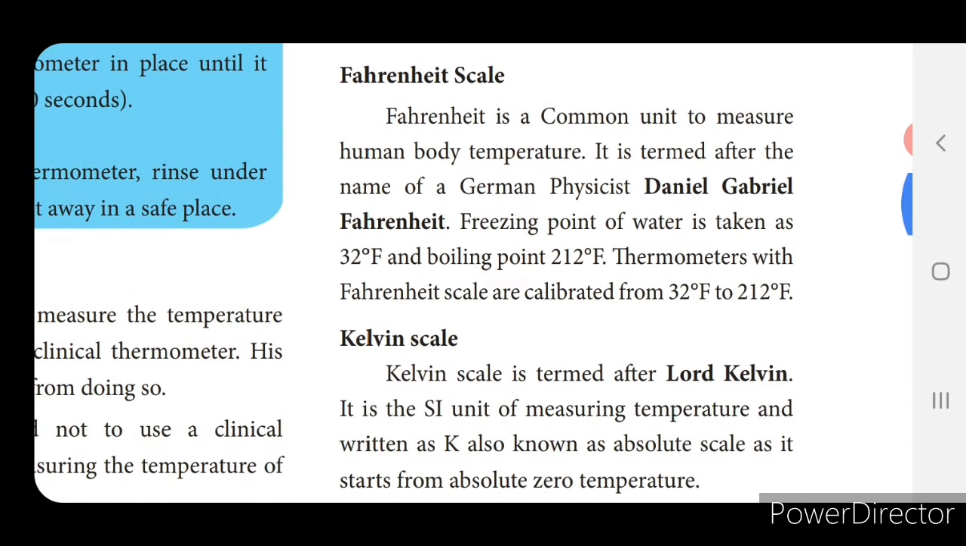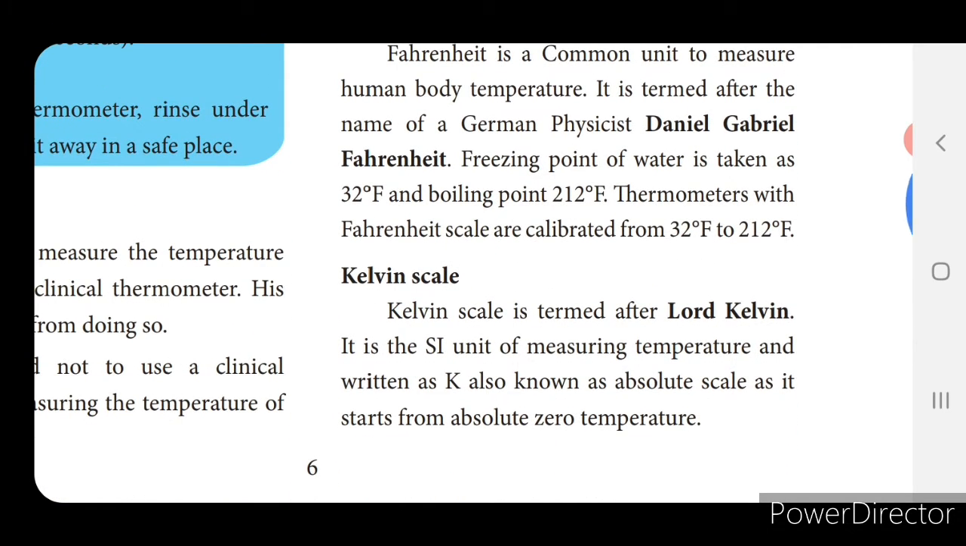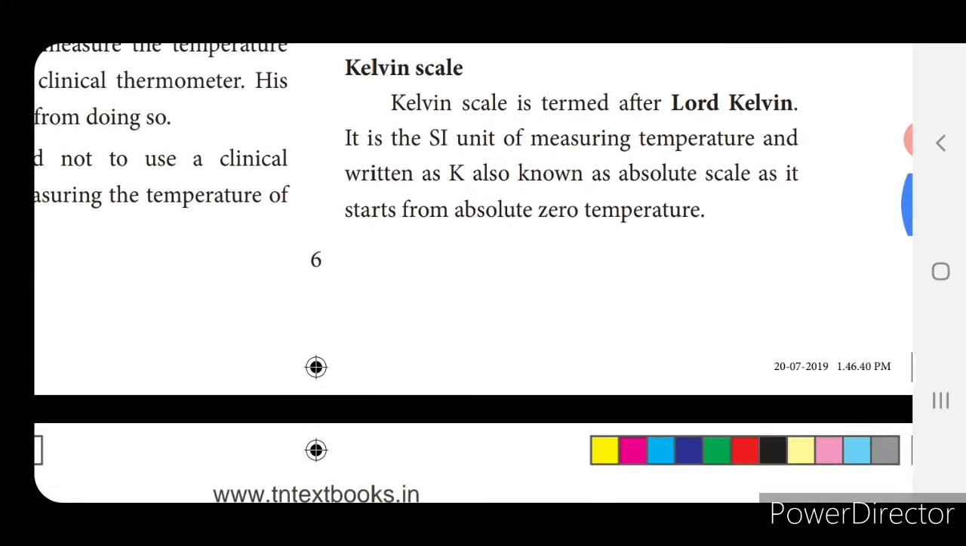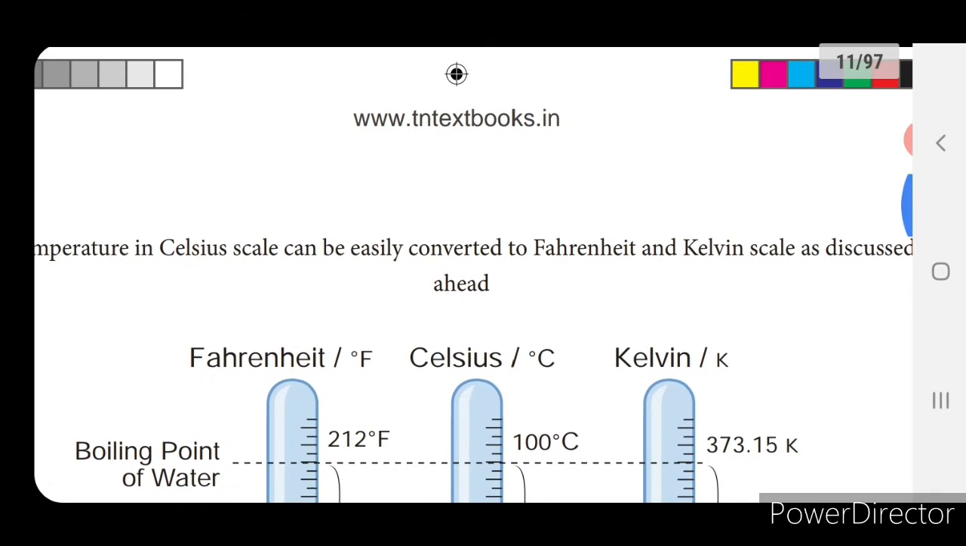The third unit is Kelvin. The Kelvin scale is named after Lord Kelvin. It is the SI unit of measuring temperature, and it is written as capital K. It is also known as the absolute scale, as it starts from absolute zero temperature. What absolute zero temperature is, you will study in higher classes.